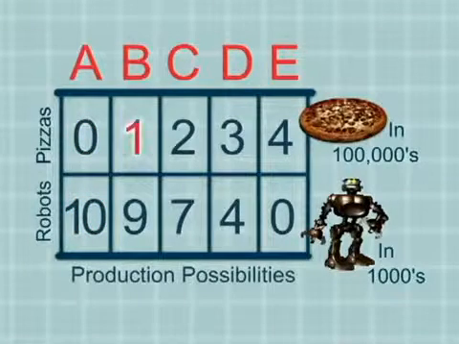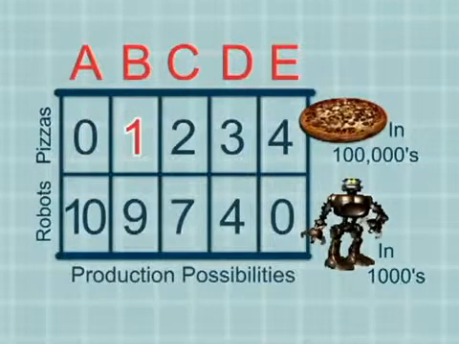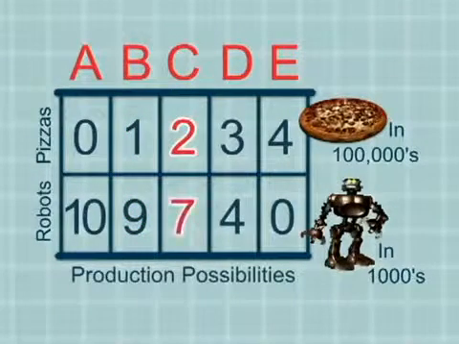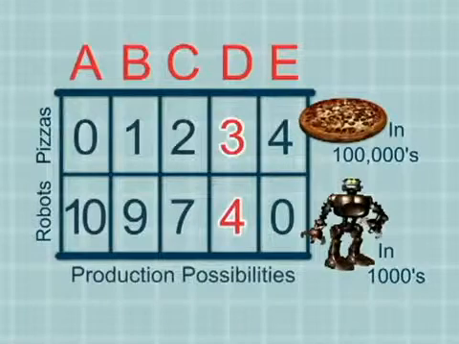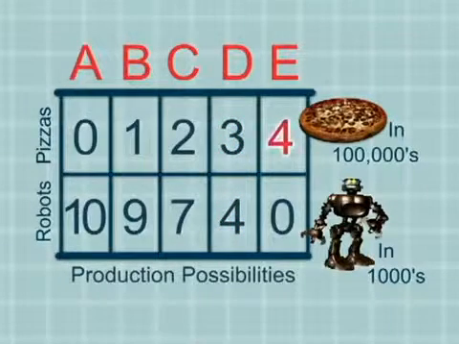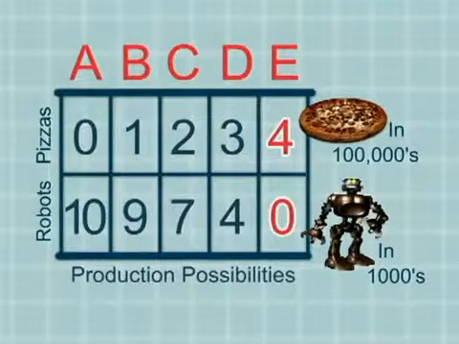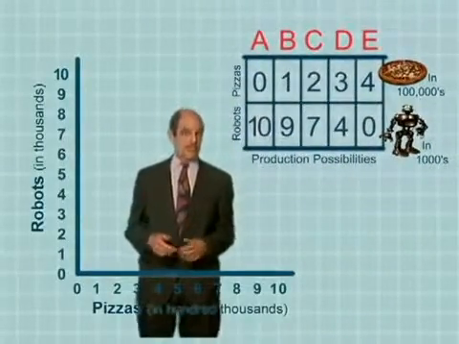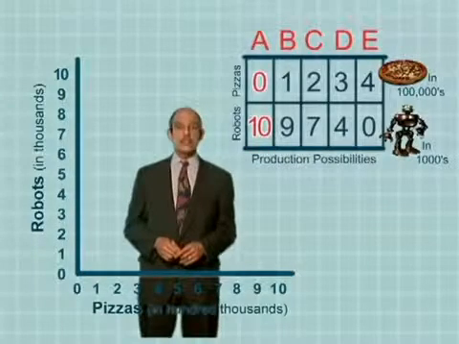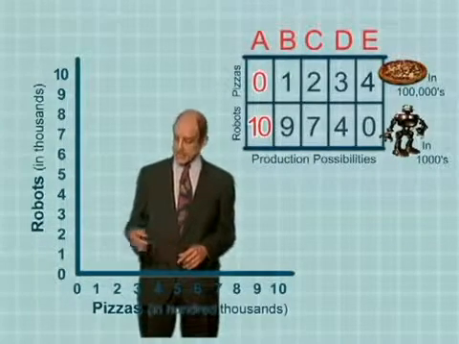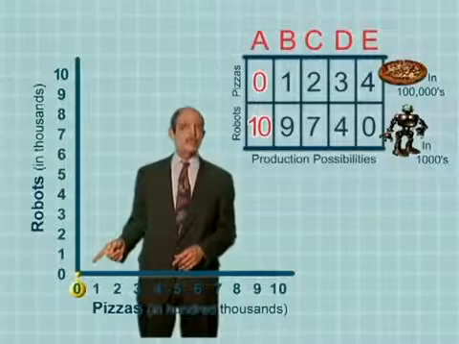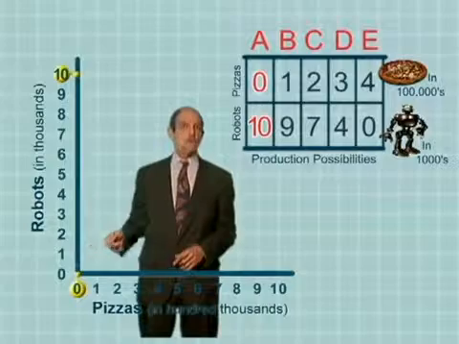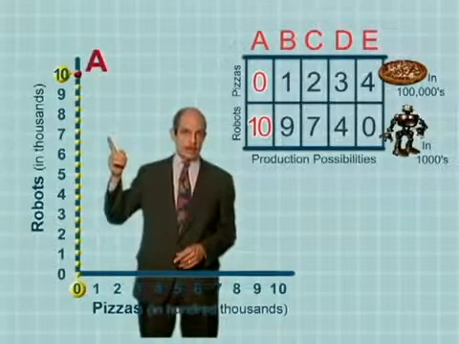Making just one pile of pizzas, the table shows, means making fewer robots. And as more pizzas are made, the possible number of robots is further reduced, down to a situation of all pizzas and no robots at all. Put the different combinations on a graph and you've got the production possibilities frontier in action. So if you're willing to go without pizza entirely, that's 0 down here on the x-axis, but you can make a full 10,000 robots here on the y-axis. So production possibility A up there.